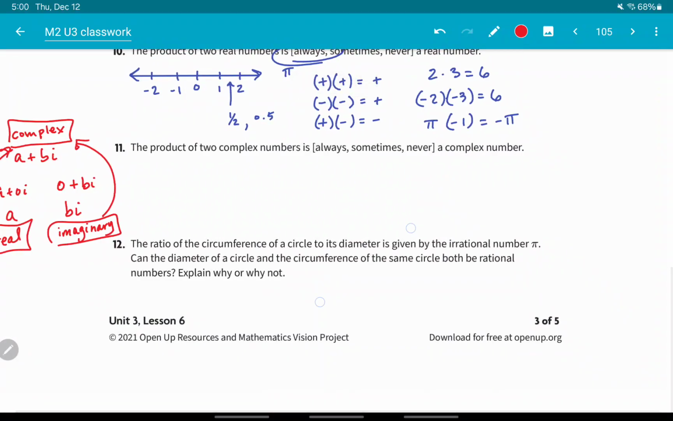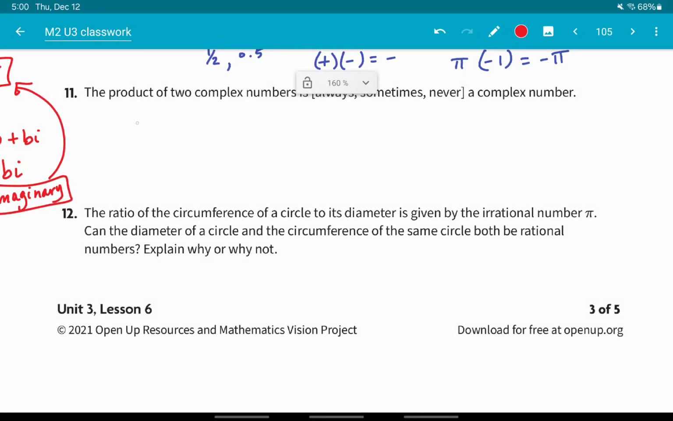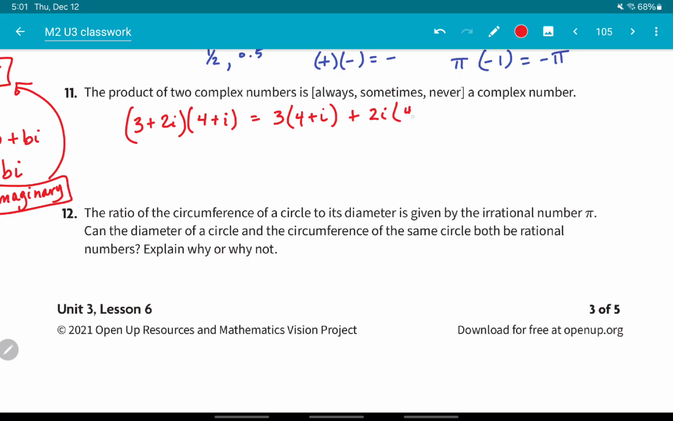Let's say we did 3 plus 2i, and then 4 plus i. So we can actually multiply this out using the distributive property. I'm going to have 3 times 4 plus i. I'm going to have 2i times 4 plus i.